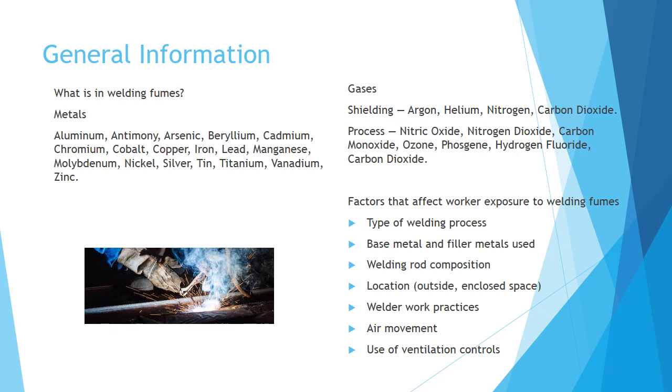General information. What is in welding fumes? There are certain metals in welding fumes. Those include aluminum, antimony, arsenic, beryllium, cadmium, chromium, cobalt, copper, iron, lead, manganese, molybdenum, nickel, silver, tin, titanium, vanadium, and zinc. Gases. Shielding: you have argon, helium, nitrogen, and carbon dioxide. Gas processes: nitric oxide, nitrogen dioxide, carbon monoxide, ozone, phosgene, hydrogen fluoride, carbon dioxide.